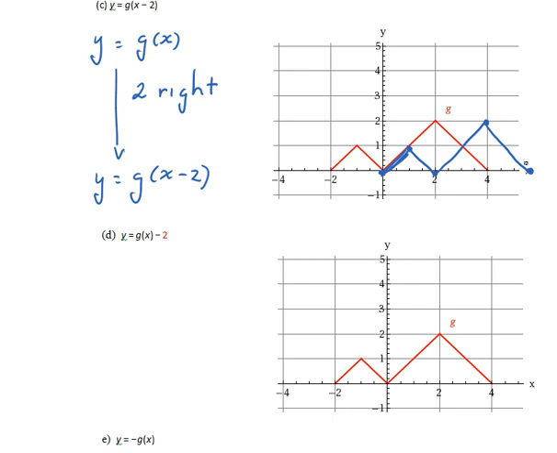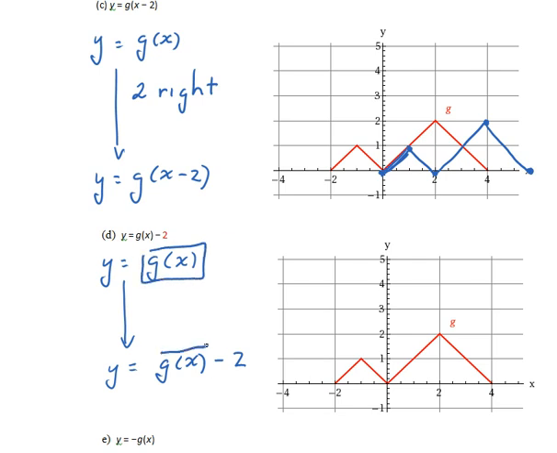Now in part D, we have y equals g of x minus 2, that is, 2 less than g of x. So starting with y equals g of x, we subtract 2 from each g of x. So notice the g of x are intact. We're subtracting 2 from the y values. This is going to have the effect of moving the original graph down 2.